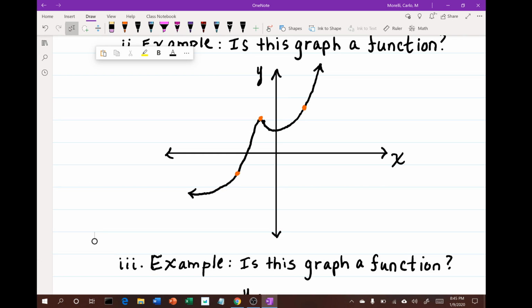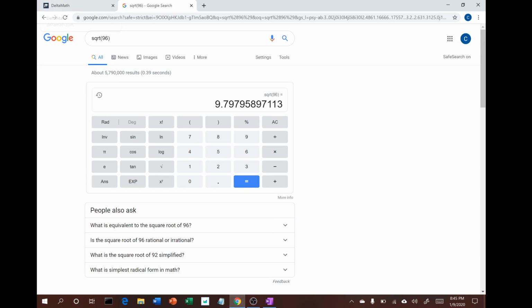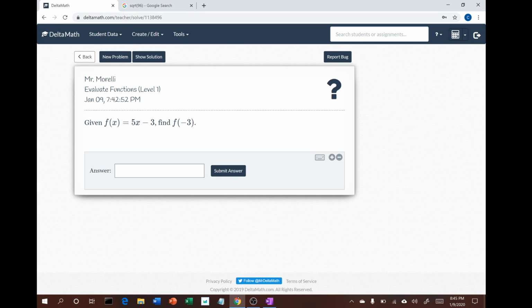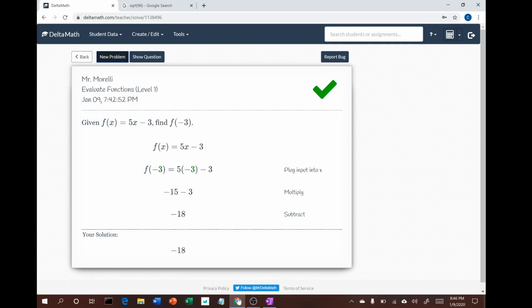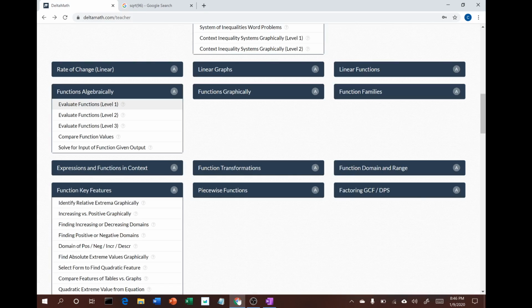Okay. And so eventually we're going to do this Delta Math stuff. These Delta Math problems are really good because we find f of negative 3. So 5 times negative 3 is negative 15 minus 3. Is it negative 18? So what the answer is. Let's see. Yay. Okay. I love this because it tells you what to do. They're going to start Delta Math. I wonder if there's any Delta Math problems about functions.